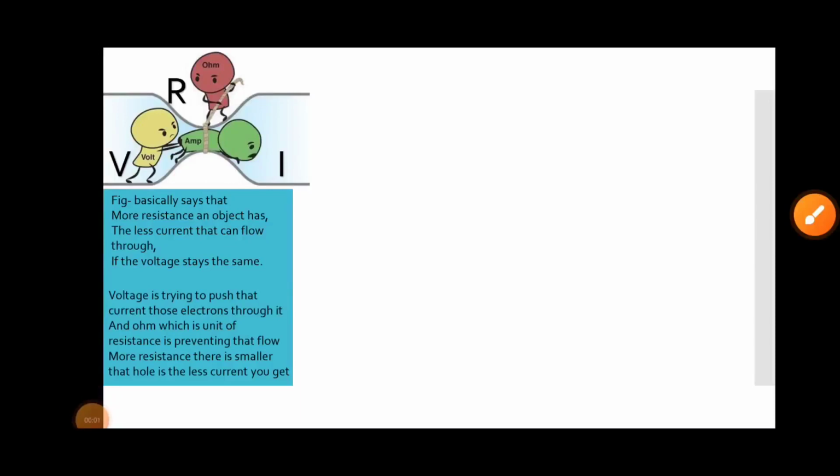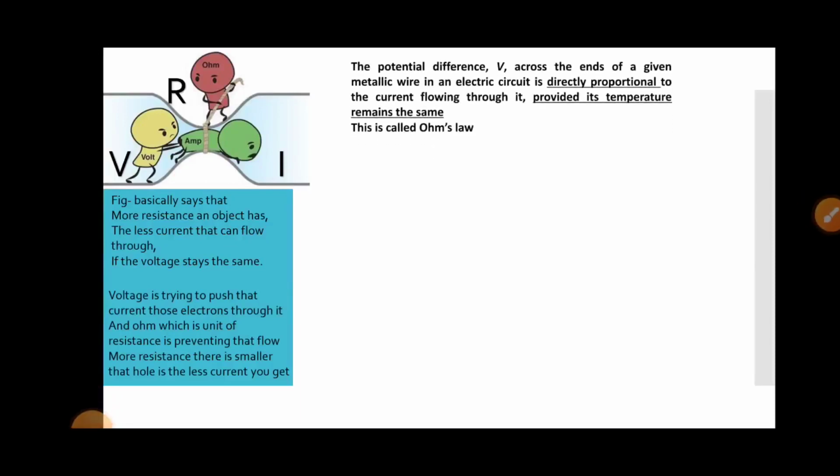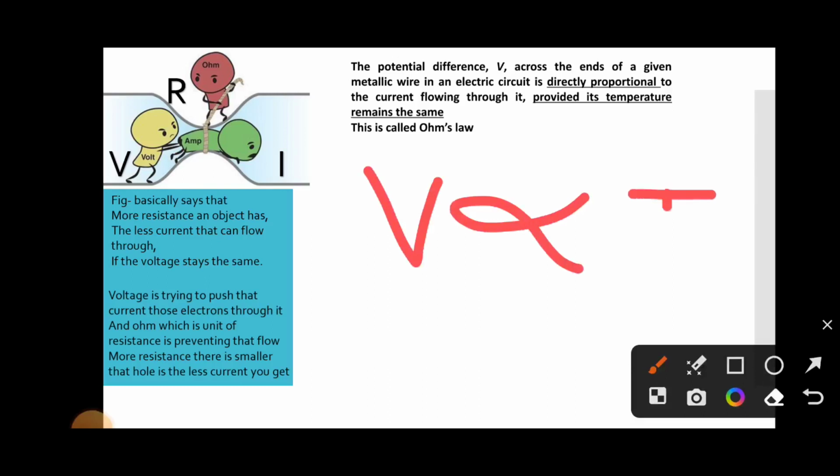You should remember the definition. The potential difference V across the ends of a given metallic wire in an electric circuit is directly proportional to the current flowing through it, which means V is proportional to I, provided its temperature remains the same. This is called Ohm's law.